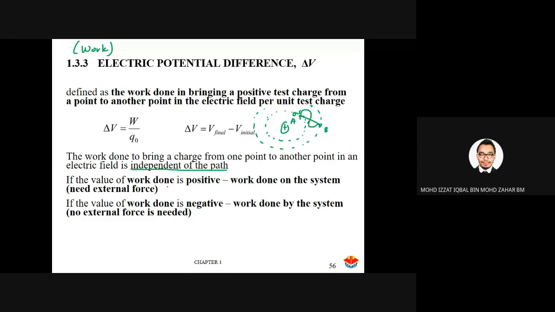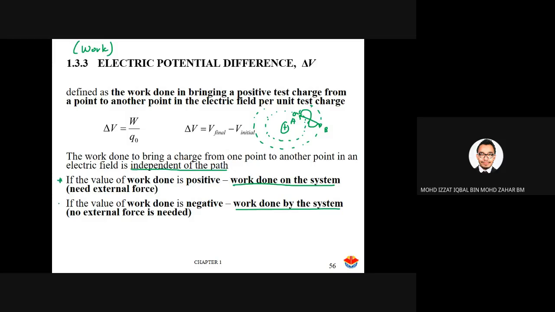If the value of work done is positive, it means that the work done on the system. If the value of work done is negative, it means work done by the system. I will explain more on this. Kenapa dia on dengan by. But for now, kalau kamu nak senang lah, kalau kamu susah sangat nak faham, you can simply memorize this two lah.